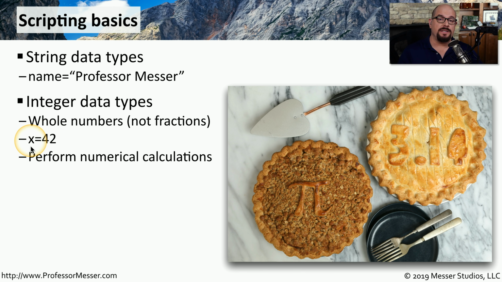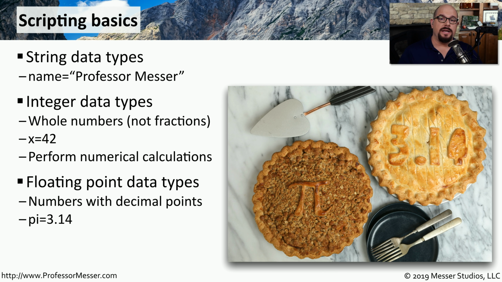And as you've seen previously, we can use these integer data types to perform mathematical calculations that we can use in our script. Another data type dealing with numbers is a floating point data type. These are the numbers that would have decimal points inside of them. For example, the variable pi is a floating point data type that contains the number 3.14.